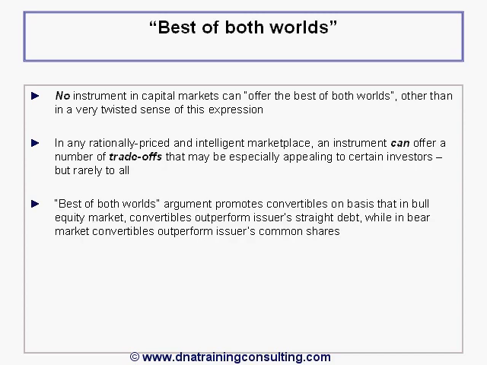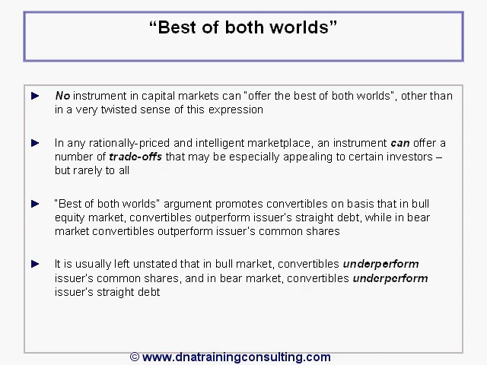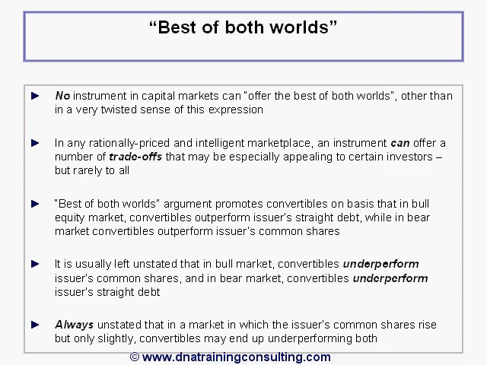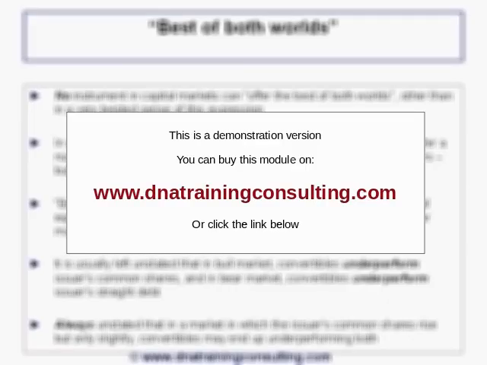This quote-unquote best of both worlds argument seeks to promote convertibles on the basis that in a bull market for shares, convertibles outperform straight debt of the issuer, while in a bear market for shares, convertibles outperform the issuer's common shares. It is usually left unstated that in a bull market for shares, convertibles underperform the issuer's common shares, and that in a bear market for shares, convertibles underperform the issuer's straight debt. And it is almost always left unstated that in a market in which the issuer's common shares rise but only slightly, convertibles may end up underperforming both.